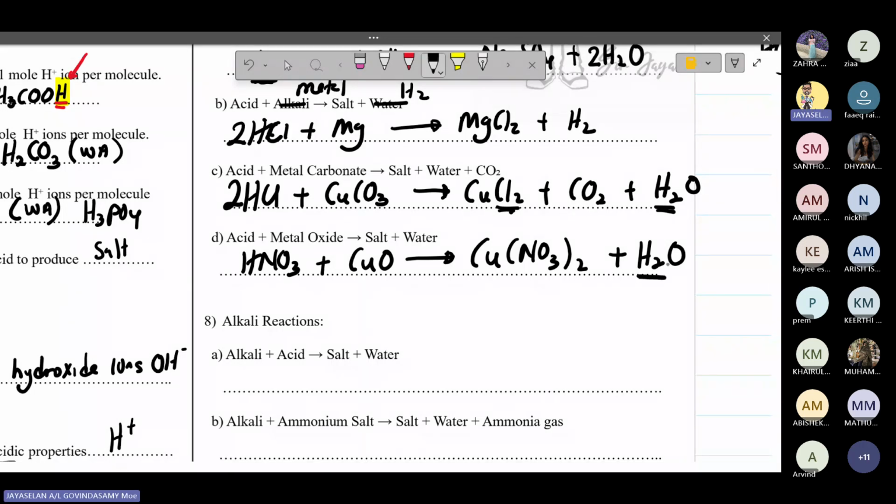Okay, this one 2, right? So here 1, right? So you put 2. Nitrate, all things you darab 2, right? All things you sudah darab 2. So this question must memorize. Okay, can? Okay, acid base, this 4 type of reaction.